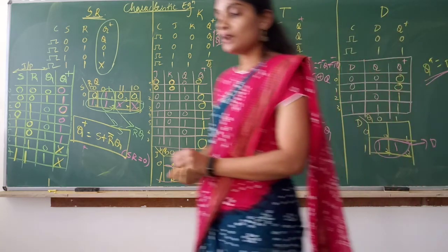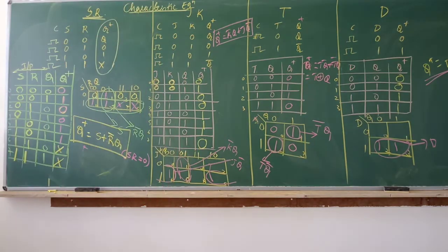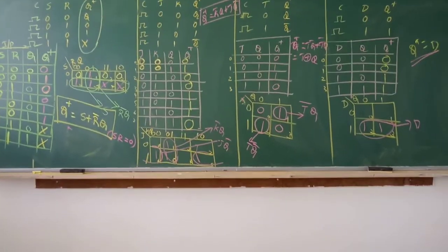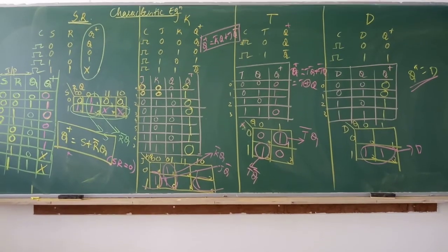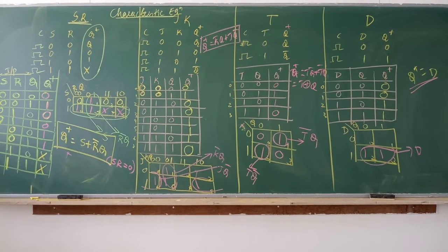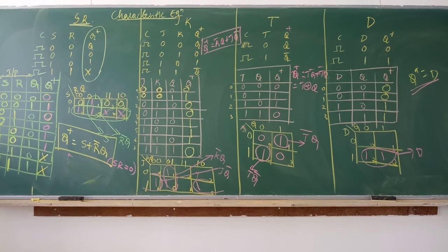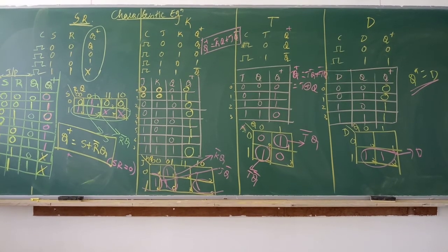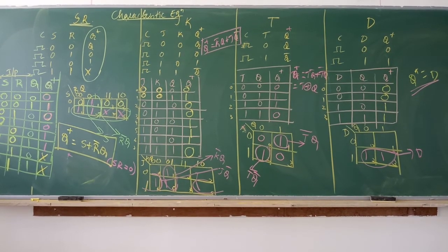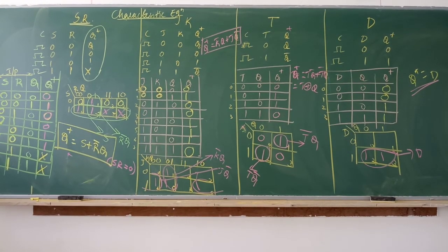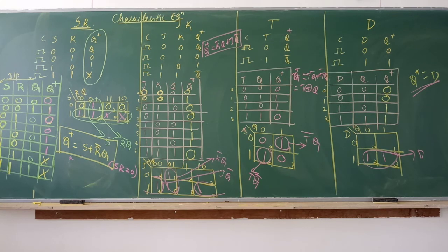So what is the characteristic equation for SR flip-flop? S plus R bar Q, with SR equal to 0, which implies both S and R cannot be equal to 1 simultaneously. For JK flip-flop, K bar Q plus J Q bar. For T flip-flop, T XOR Q. For D flip-flop, Q plus is equal to D. So this is how you derive the characteristic equation for all the 4 types of flip-flops. Okay, thank you.